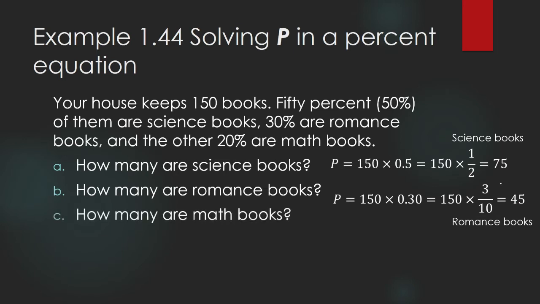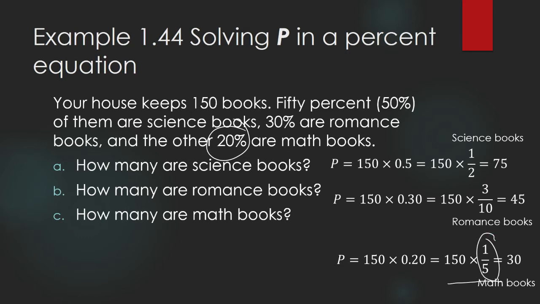How many are math books? So the total quantity of math books is again another percentage. So it is 150 times 0.2. Where did 0.2 or 0.20 come from? It came from 20%. It is equal to 150 times 1/5. Where did 1/5 come from? So 0.20 is equal to 20.